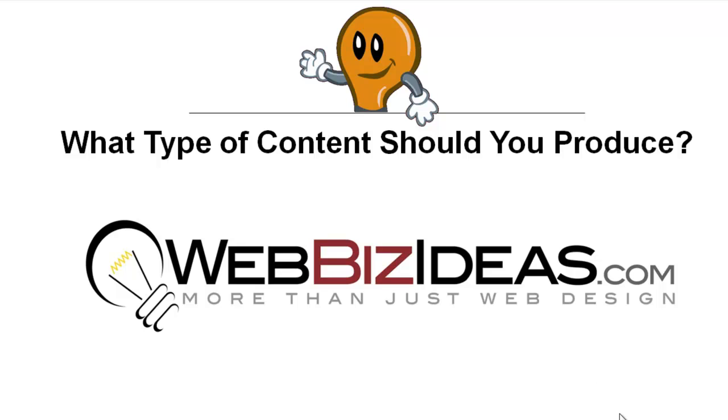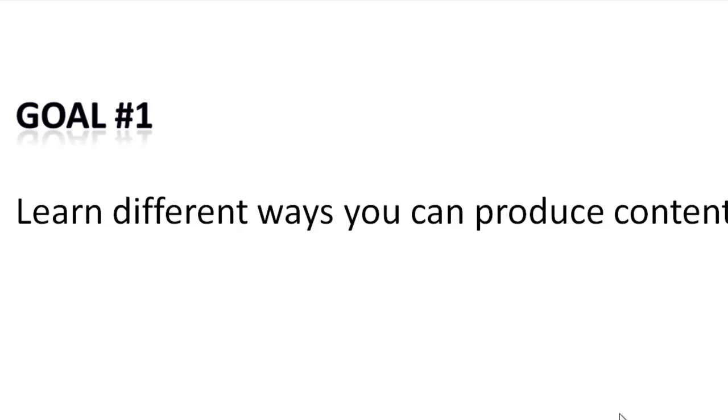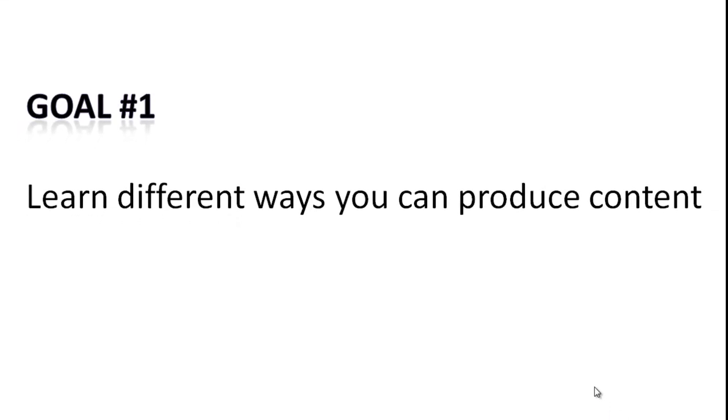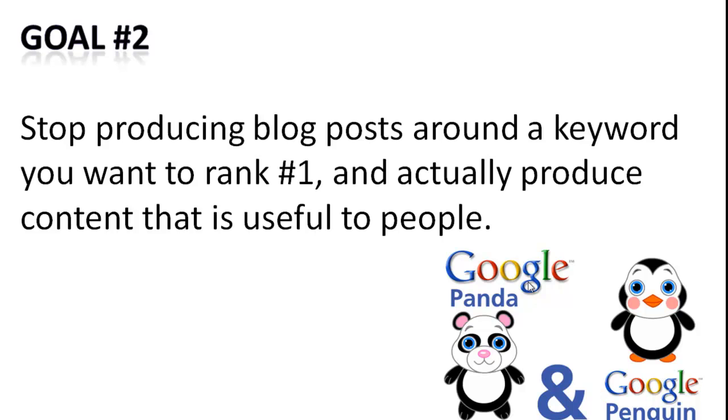This tutorial is on what type of content you should produce. Now the main goal is to learn different ways you can produce content online. And since this is a post-Panda and post-Penguin update, it's really to help you also stop producing blog posts or web pages that are just around a certain keyword that you want to rank for. Right? You've done some keyword research and you're just going to throw up a page or a blog post that's perfectly optimized for this keyword so you can rank for it. Right? We're going to teach you alternative ways to build content that people actually want to read.